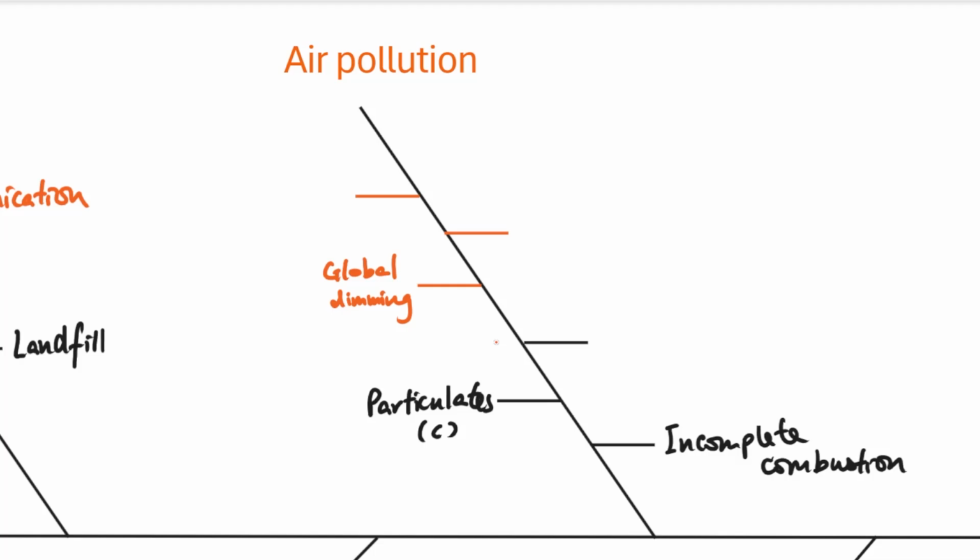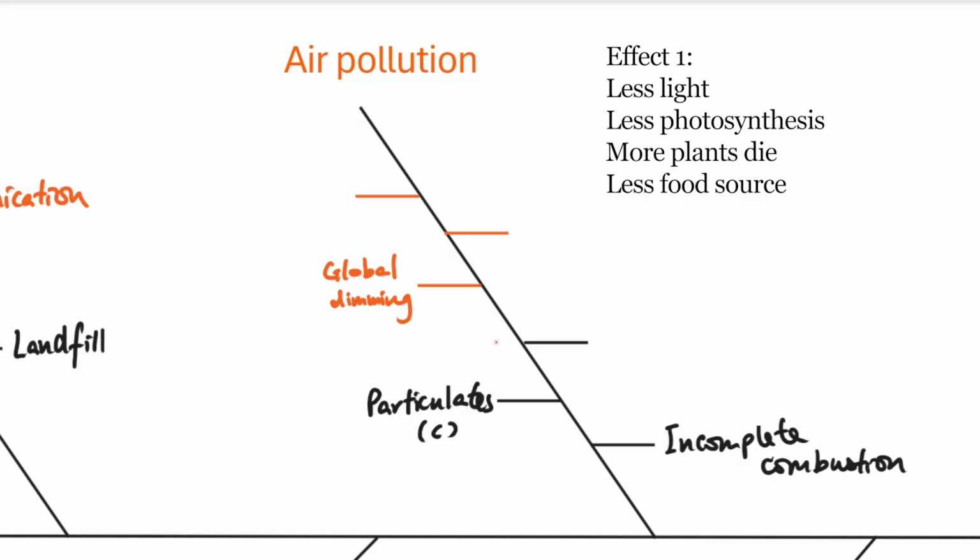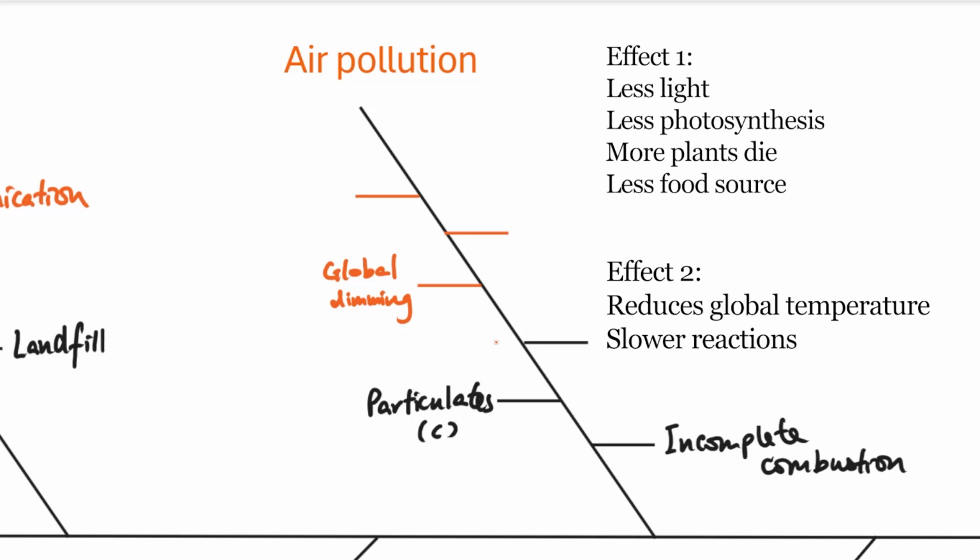So that leads to two things. First of all, less light onto the planet means less photosynthesis by the plants, and obviously when they start to die because there's not enough glucose, then it has a knock-on effect on the food chain. Secondly, you're blocking the light, which also can block out the heat, so the global temperature actually drops down a little bit, which is not ideal for chemical reactions to occur.